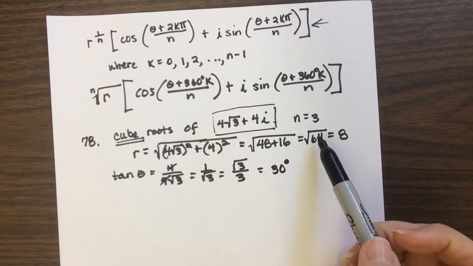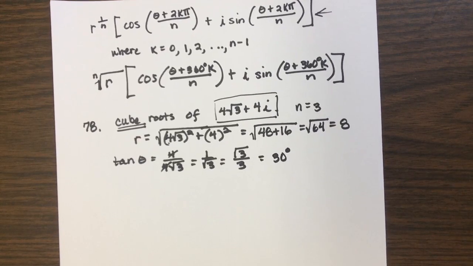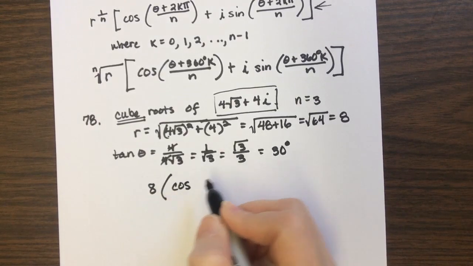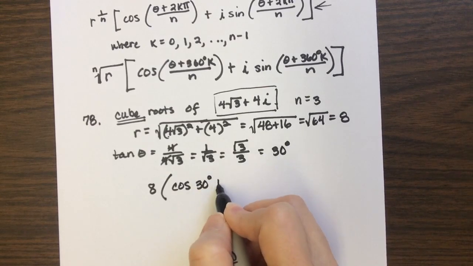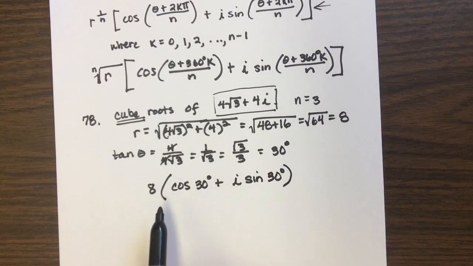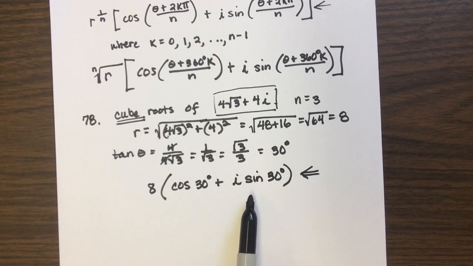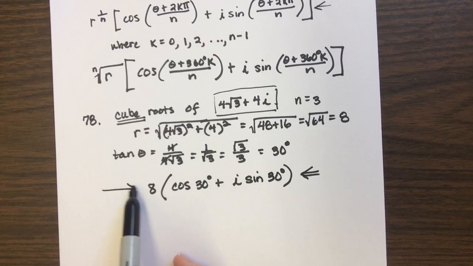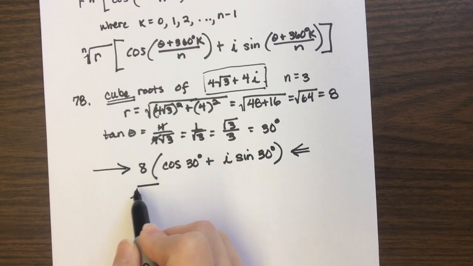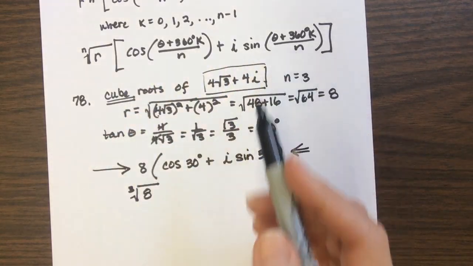Alright, so I've got my theta, I've got my r. So I could actually take this and write this in polar form now. It's just going to be r times the cosine of theta plus I times the sine of theta. This is in polar form. Now, that's not what this is asking for. This is asking for the roots of this. So I am looking to take the cube root of 8, because n is 3, and then I'm just going to fill all that in.